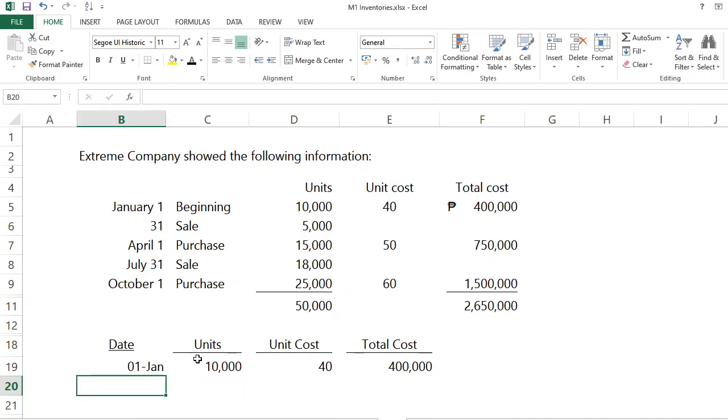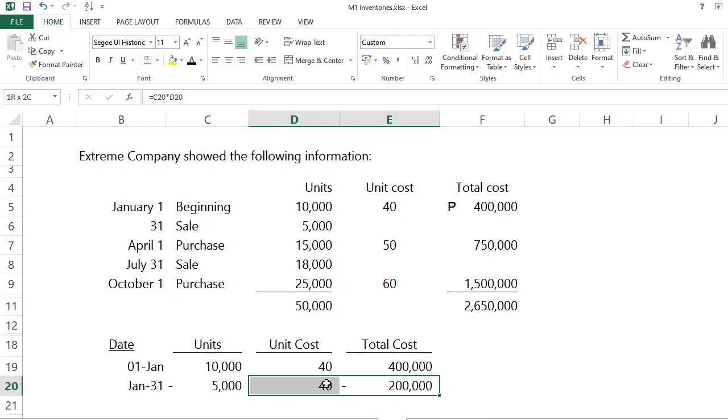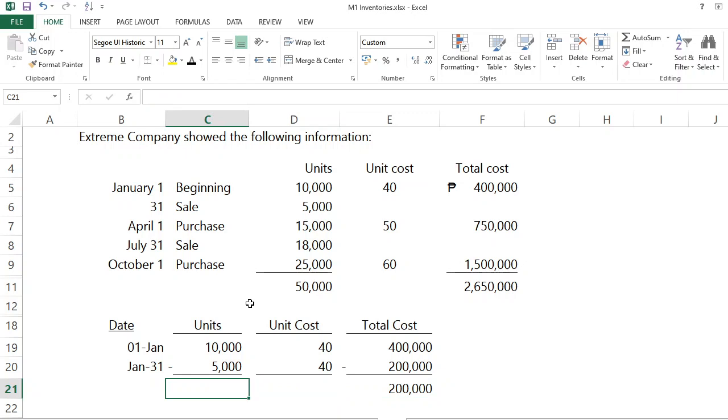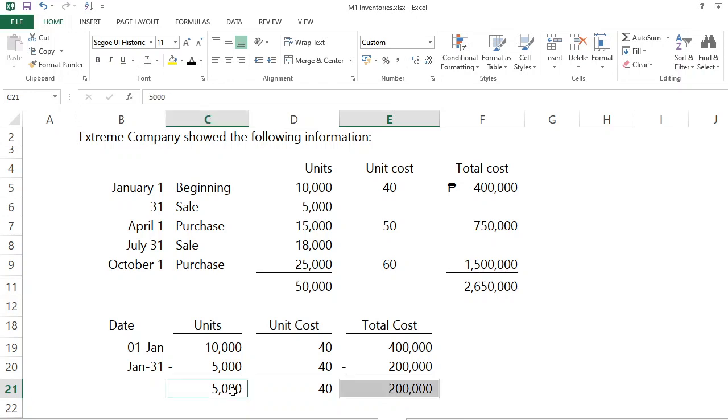Next, on January 31, nakabaligya ta og 5,000, so that's a minus 5,000. Minus 5,000, and pila man atong pagbaligya? Ang atong pagbaligya based sa ato ang current unit cost. So our current unit cost is 40, therefore ang pagkabaligya is 40 pod. And that would be minus 200,000. Therefore, the balance is 200,000 and 5,000. Unit cost, ganun pa rin, 40. That's 200 divided by 5,000. Wala namang changes dito sa taas, so we're going to expect na 40 pa rin yun.